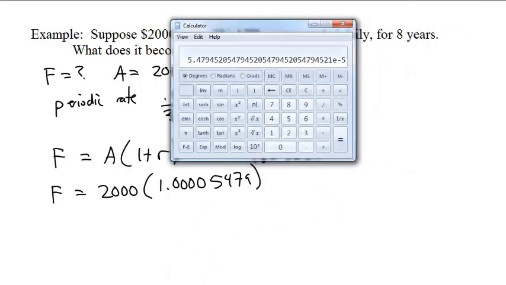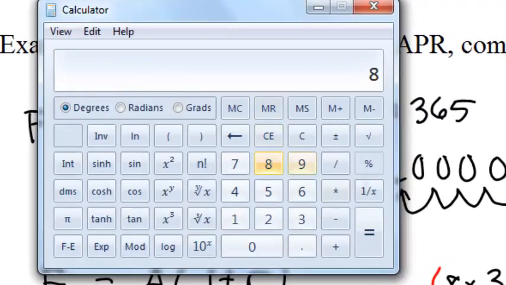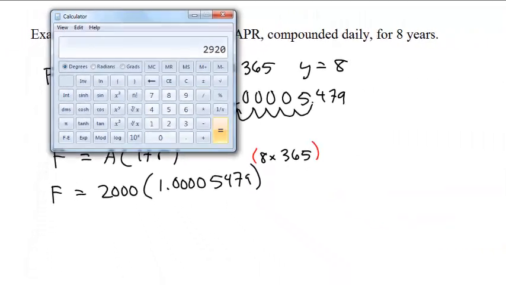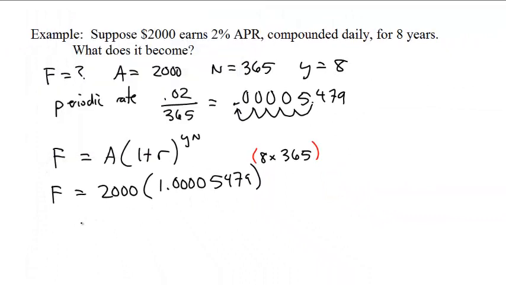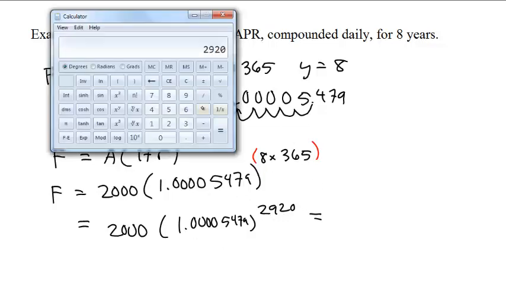So that is what we're going to have to compute first. And so we say 8 times 365 is 2920. So let's copy that over. This is 2920 as an exponent of 1.00005479 times 2000. I can do this all in one go on a calculator if I do the exponent first, say equals, and then multiply by the 2000.